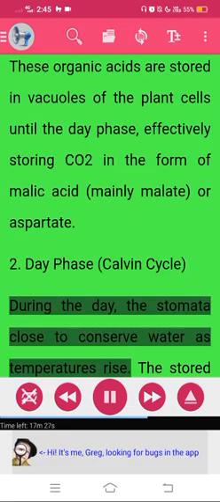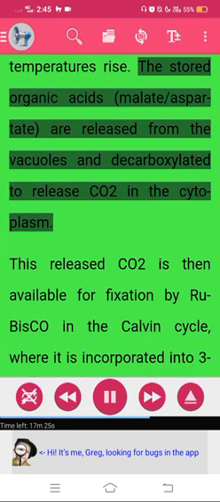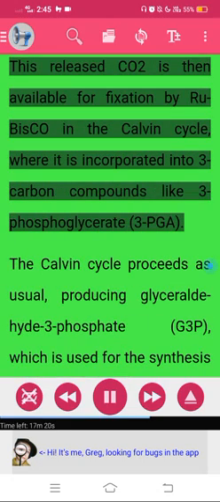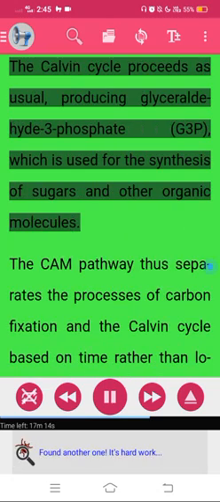2. Day phase Calvin cycle. During the day, the stomata close to conserve water as temperatures rise. The stored organic acids, malate and aspartate, are released from the vacuoles and decarboxylated to release CO2 in the cytoplasm. This released CO2 is then available for fixation by Rubisco in the Calvin cycle, where it is incorporated into 3-carbon compounds like 3-phosphoglycerate, 3-PGA. The Calvin cycle proceeds as usual, producing glyceraldehyde 3-phosphate, G3P, which is used for the synthesis of sugars and other organic molecules.